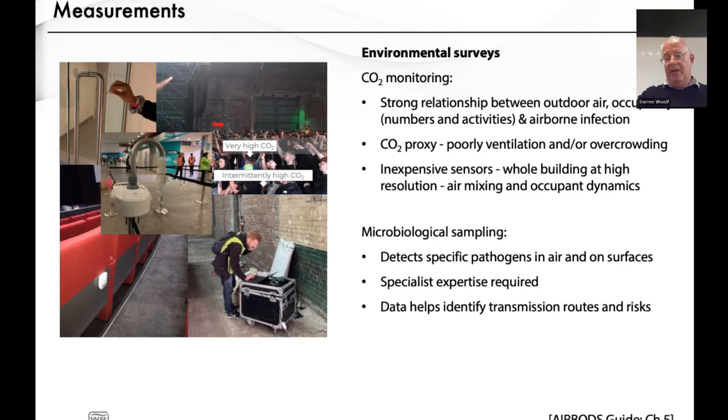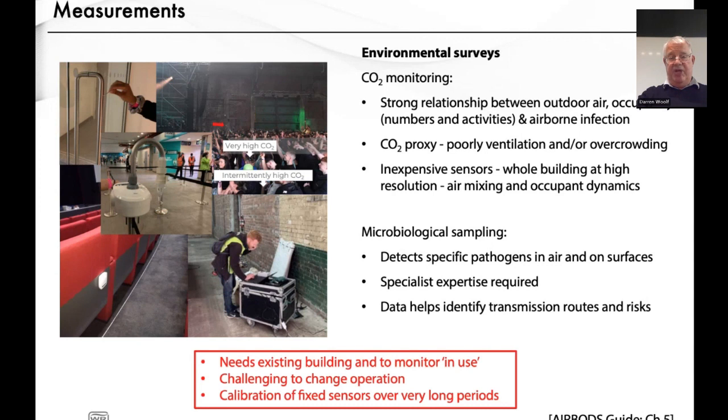microbiological sampling. This is more pathogen specific, needing expertise, but it can still be used to identify transmission routes and risks. But on the measurement side, it needs an existing building to monitor in use. You may only be able to tweak a ventilation system, do a small change in operation. And also there's calibration for long-term sensing.